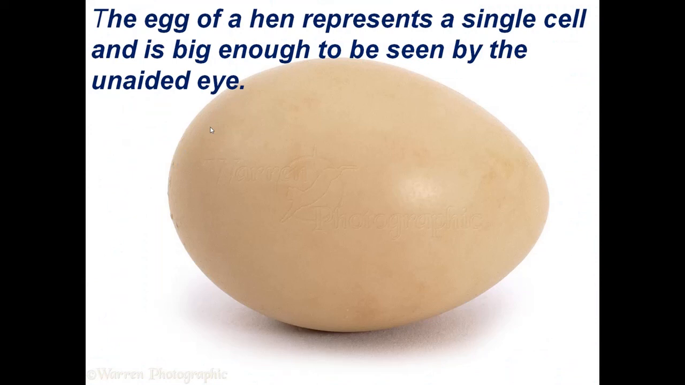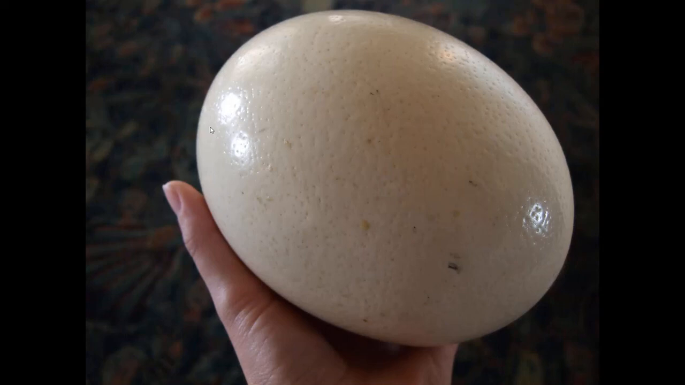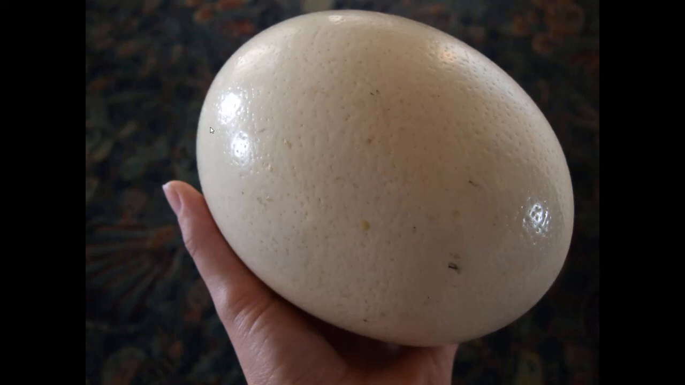And the largest cell is the egg of an ostrich. This varies about, as you can see in this image, 170 mm by 130 mm. So this is the largest cell and it is an egg of an ostrich. This is a single cell. See, this ostrich egg is a single cell, but how large it is.